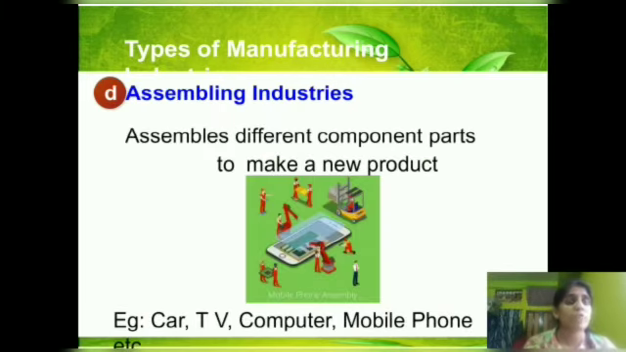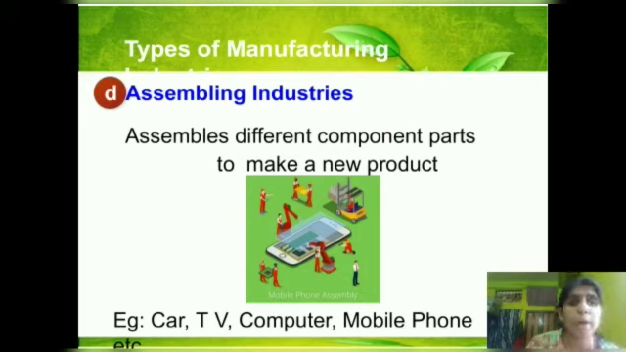Moving to the fourth one, we have the assembling industry. It means assembling all the different component parts to make a new product. You must be knowing that sometimes we get assembled computers. It means that the parts are all from different companies. We are just arranging all the parts from different companies and then assembling and making a computer.